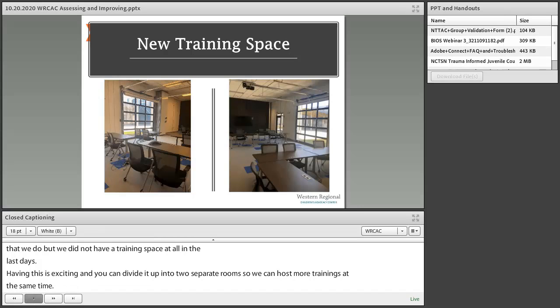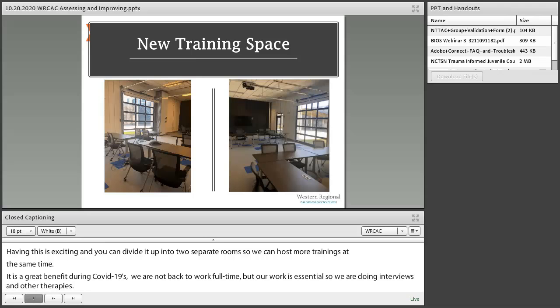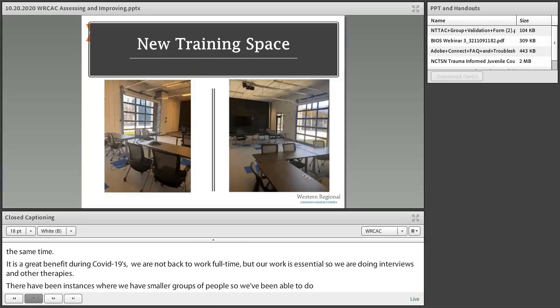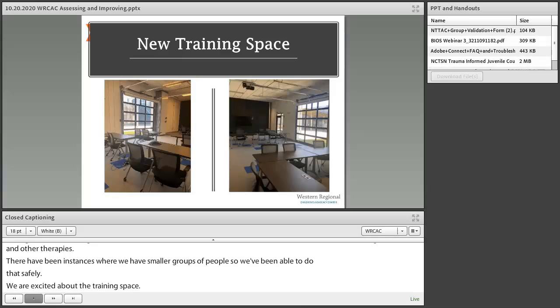We are certainly not back to work full-time, but our work has been essential, so we've had to continue doing forensic interviews, and other therapy has transitioned to telemental health. But there have been instances where we've had to have smaller groups of people, and we've been able to do that safely while opening the garage door, with everyone physically distanced and wearing masks. We're really excited about this training space because of all of the training that we do across the community. In the past, we've had to call up friends and ask for favors: hey, can we come use your training space one more time? But we don't have to do that anymore because we have our own space.